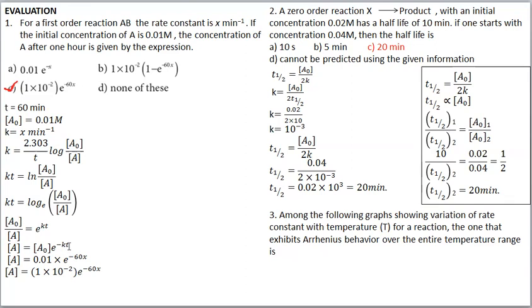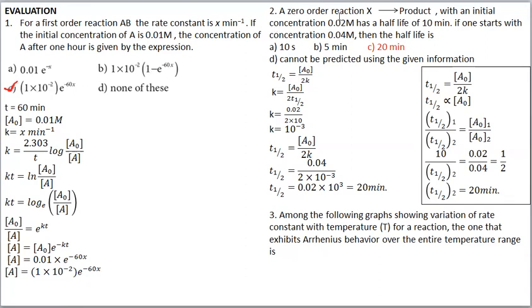Now we can substitute all the values. A is equal to 0.01 into e raised to minus k t, then k is how much? x. And then t is 60. So minus 60x we will get here. Then this 0.01 we can write as 1 into 10 to the power minus 2, then into e raised to minus 60x. So option C is the correct answer.